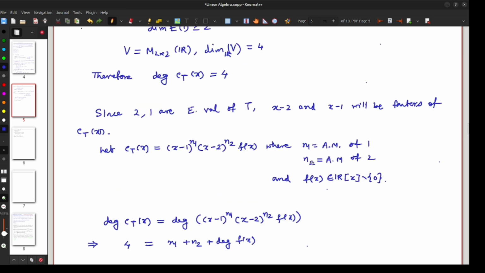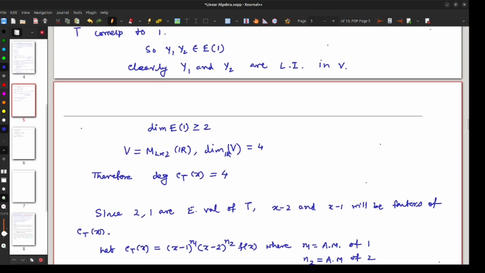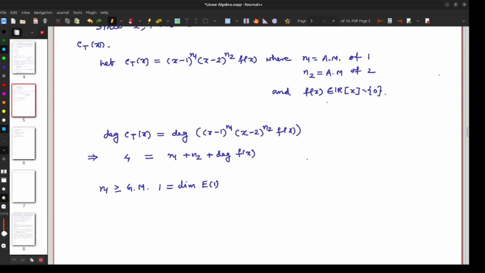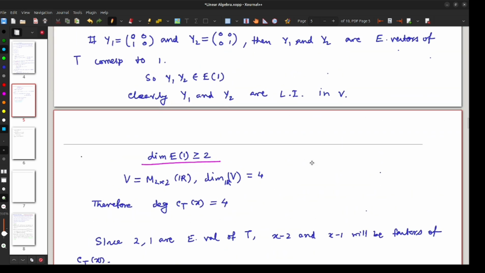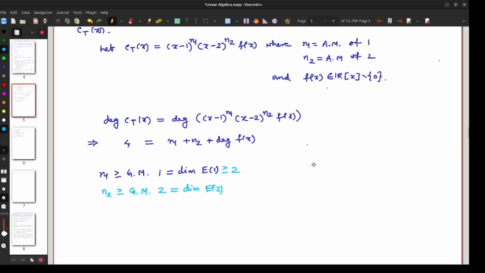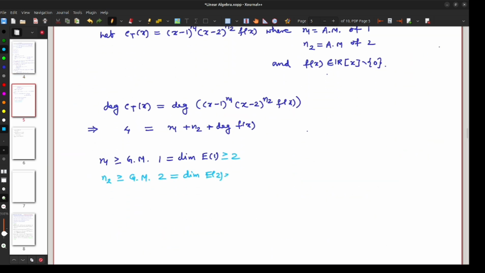And we have already seen that the dimension of the eigenspace of 1 is greater or equal to 2. So n1 must be greater or equal to 2. And similarly, n2 is greater or equal to the geometric multiplicity of 2, which is the dimension of the eigenspace of 2. And we have seen that the dimension of the eigenspace of 2 is greater or equal to 2. So n2 is also greater or equal to 2.